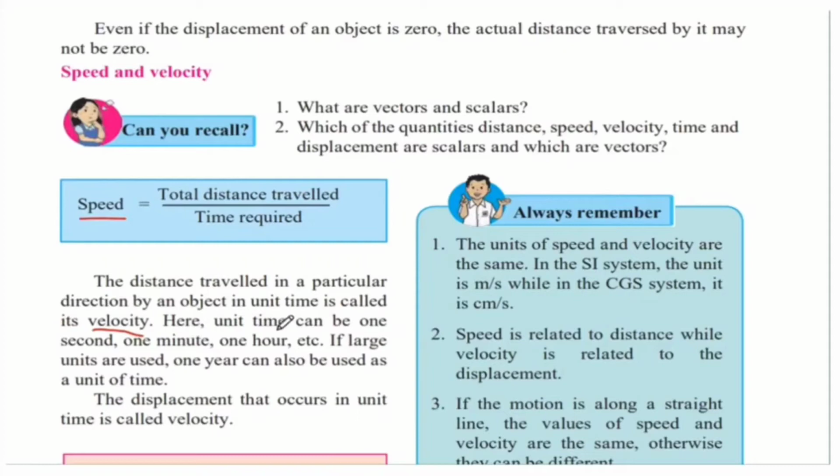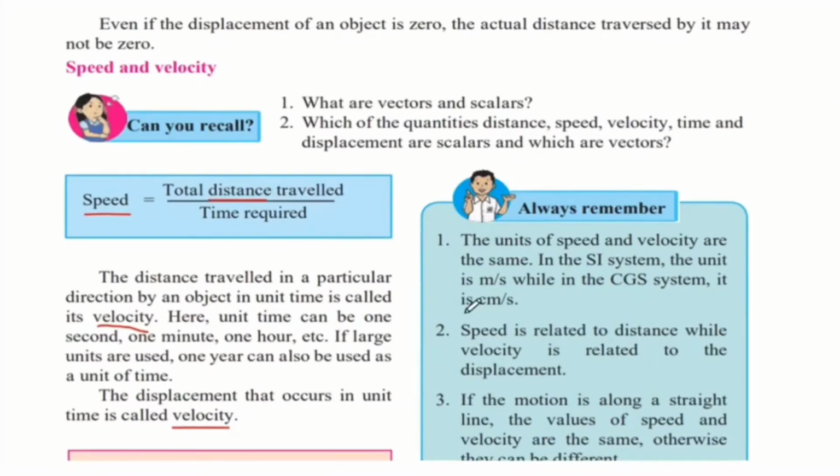Here, unit time can be 1 second, 1 minute, 1 hour, etc. So the unit time can be anything. If large units are used, 1 year can also be used as a unit of time. The displacement that occurs in unit time is called velocity. So when we have to calculate velocity, we need to take the displacement occurred by the object. But when calculating speed, we take the distance in the formula.